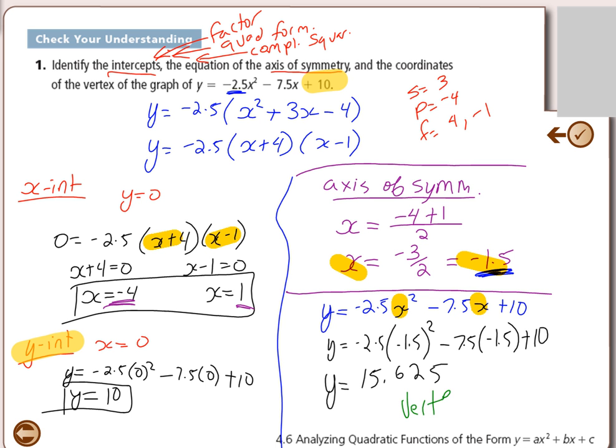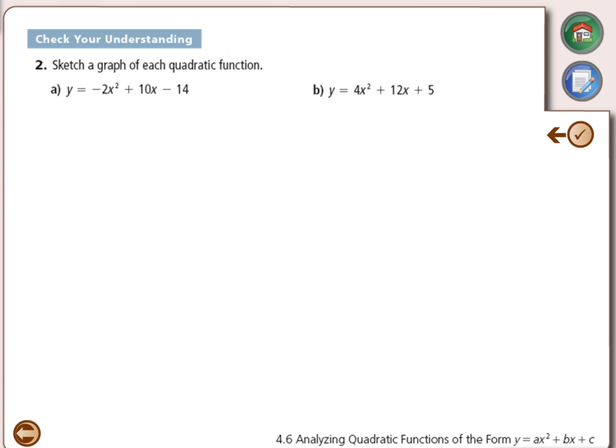15.625. So the vertex is equal to negative 1.5, the x-coordinate, I just found that right here, and the y-coordinate, 15.625. Done deal. All right, in order to sketch a graph now, the things that we need are going to be x-intercepts, y-intercepts, and vertex. And also direction of opening is a good thing.